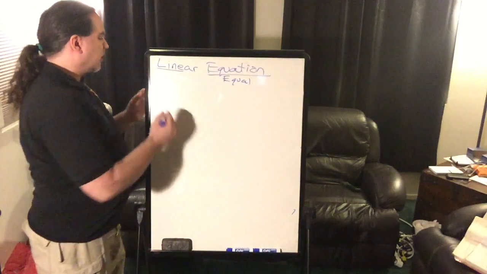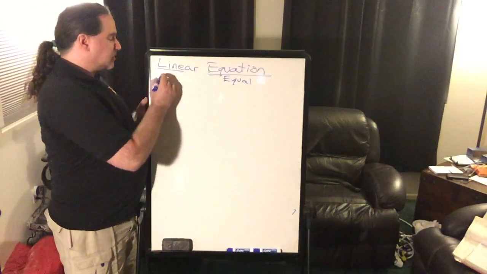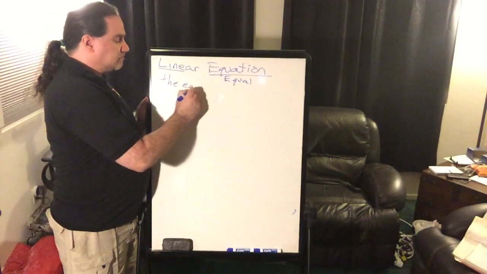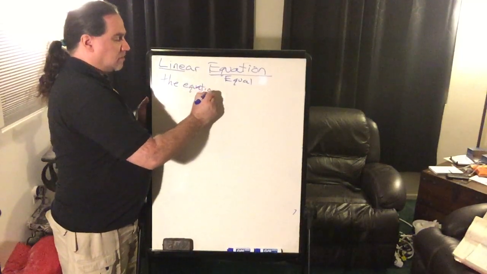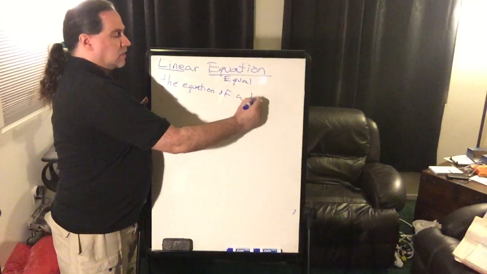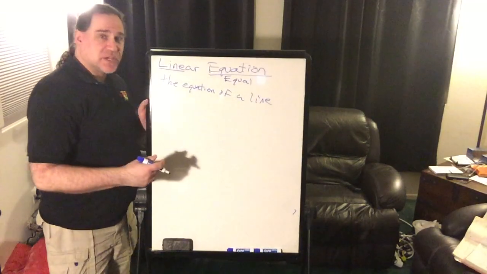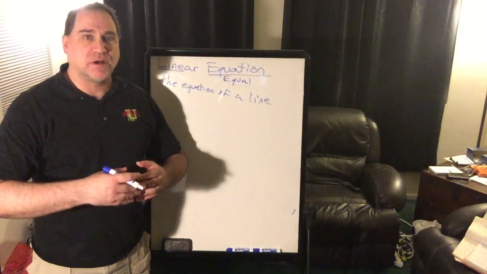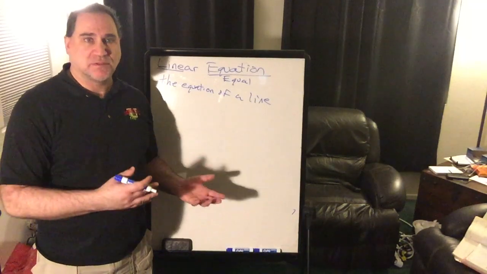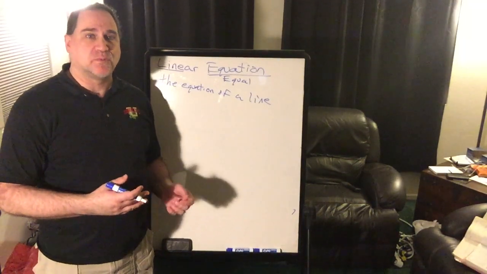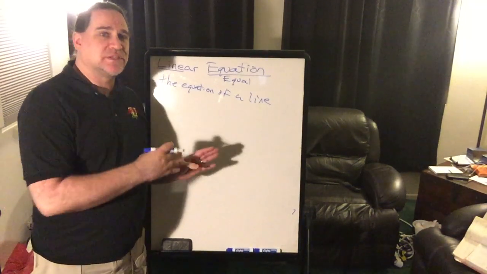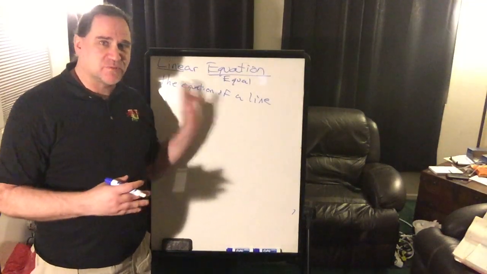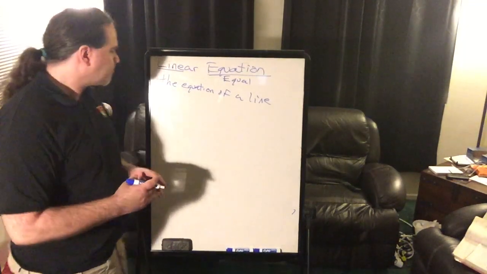So a linear equation is, it's terrible to say this, but it's the equation of a line. And it is a description of all of the points on a line that we can see on a graph. So when we're looking at the graph of a line, we can see this represents all the points. Okay?